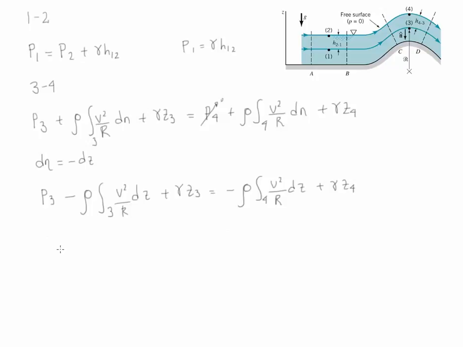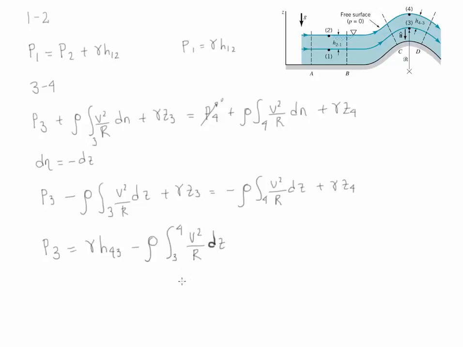We know from the graph that the distance between z4 and z3 is equal to H43. So we could rewrite this whole equation as P3 is equal to gamma H43. And then we're going to combine these two integrals into one. So we're going to simply say that it's going to be minus rho, and then the integration goes from point 3 to point 4, and then we write V squared over R dz.